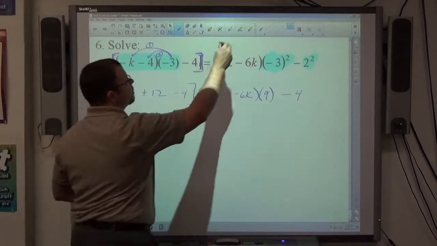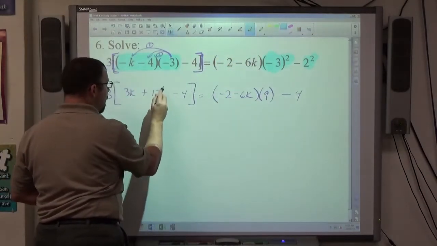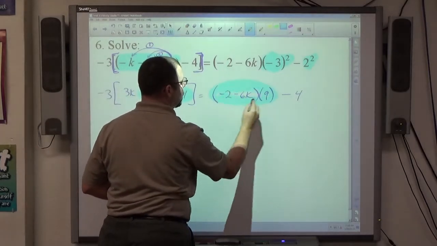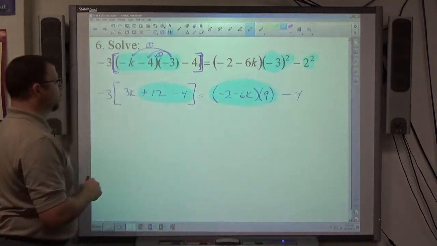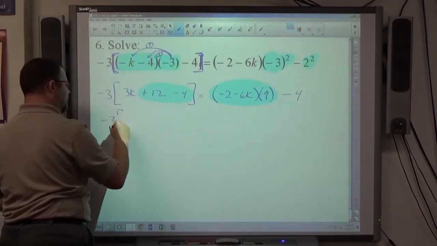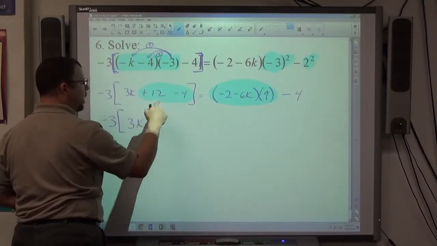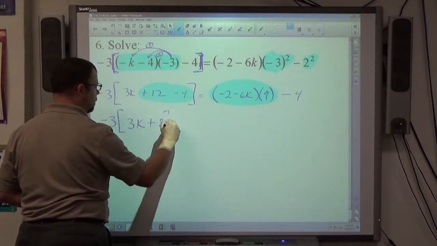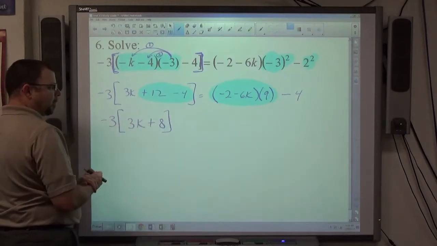Second step, I'm going to combine like terms in here. I'm going to do a distributive property here. Everything else is going to stay as is. So -3 stays outside the bracket. 3k is still 3k. 12 minus 4, opposite signs make 8. 12 is bigger, so it's positive. Okay, now the bracket's completely simplified.